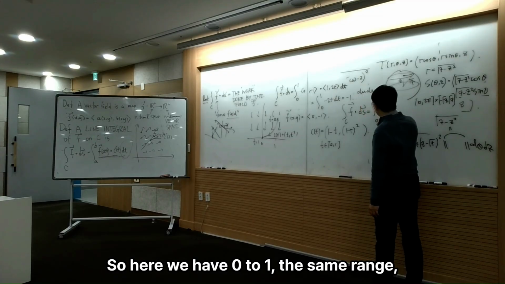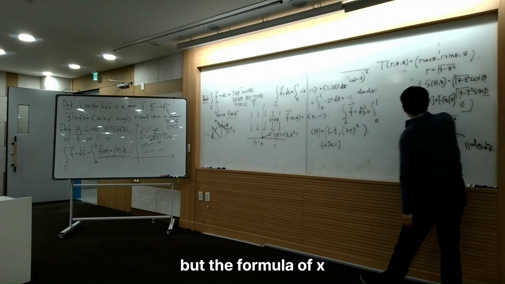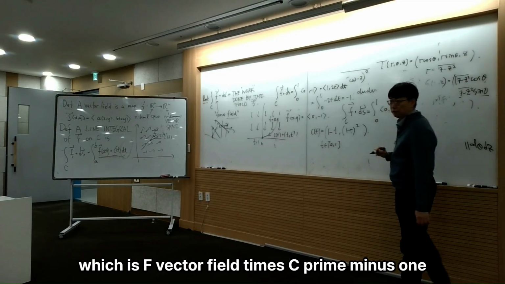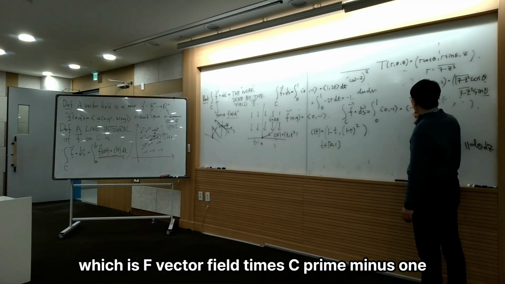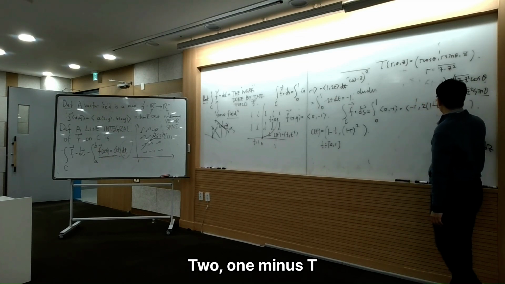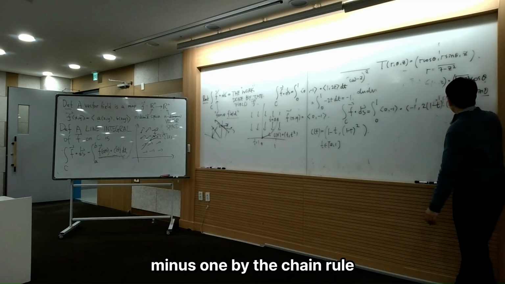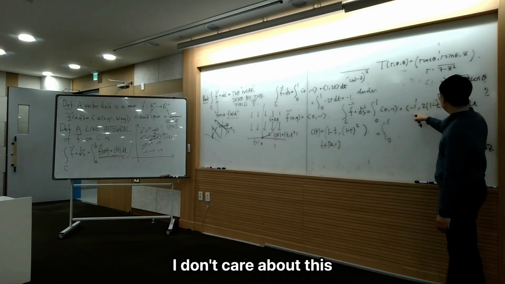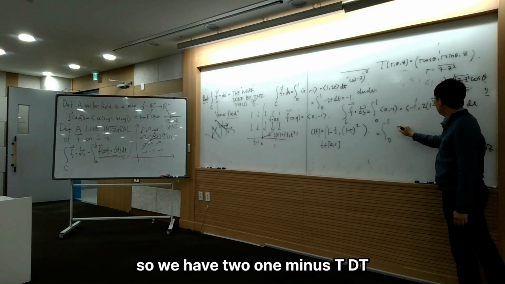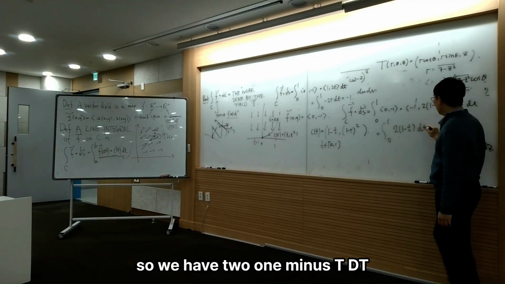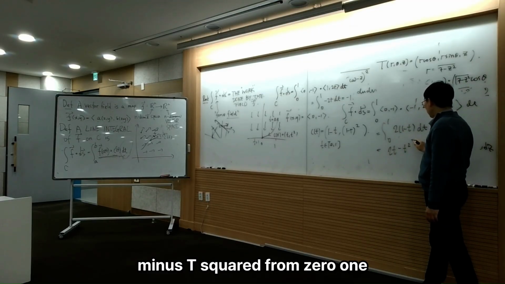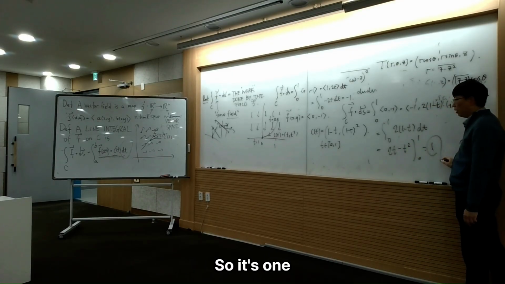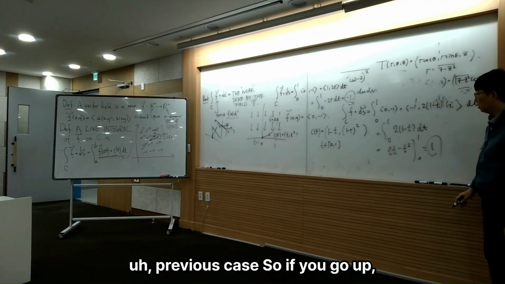So here we have 0 to 1, the same range, but the formulas of x and y are now different. So it's (0, 1), which is the vector field F, dotted with c prime, which is (minus 1, 2(1 minus t) times minus 1) by the chain rule. Let's take the inner product. What do we get? dt times (0, 1). I don't care about this, I care about this. So we have 2(1 minus t) dt. So we have 2t minus t squared from 0 to 1. When I plug in 1, it's 1. When I plug in 0, it's 0. So it's 1.